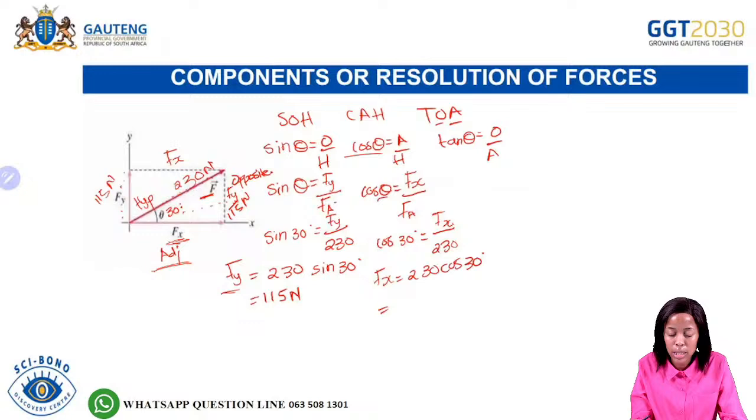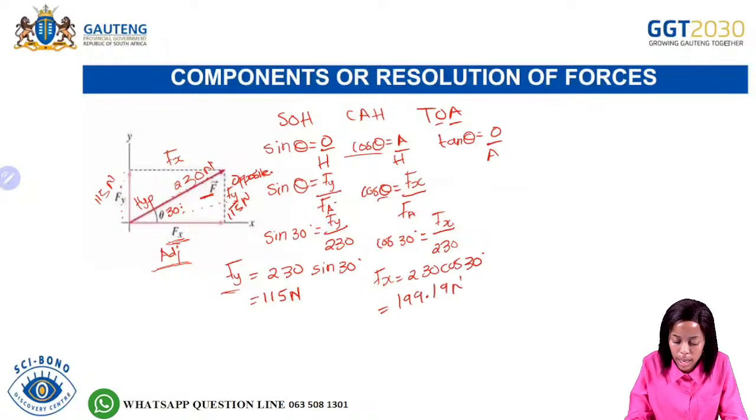How do we calculate? We'll then say 230 cos 30 degrees. And for this one, I am getting 199,19 Newton. So this Fx represents your horizontal component. So along the x-axis we have our horizontal component, and then along the y-axis we have our vertical component.